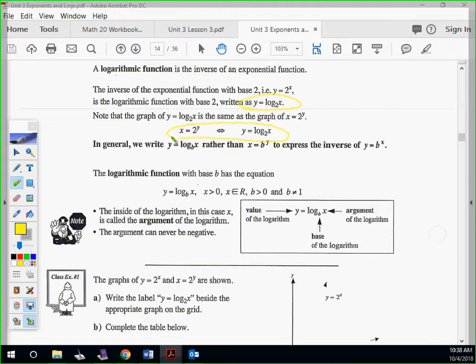So here are the labelings, which may be even more important. y is the value of the logarithm, so that's what it equals. b is the base of the logarithm, which is the easy part. We know what the base is going to be. And then they call x the argument, or the thing that we're trying to essentially switch. If you look here, the argument in this case is the x. That's what we're inversing.